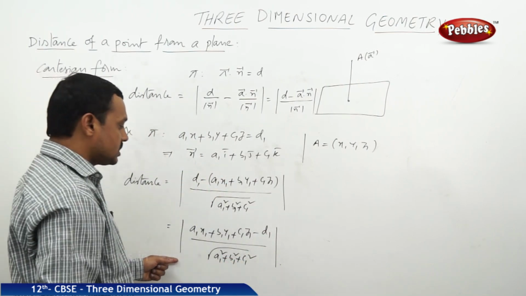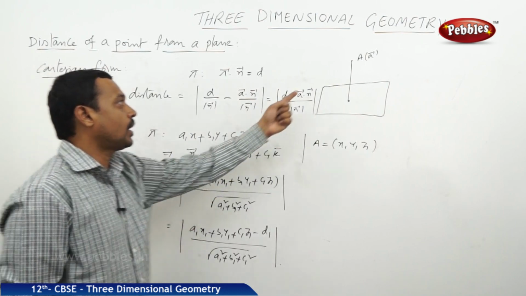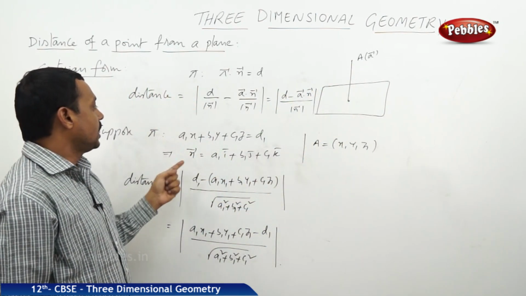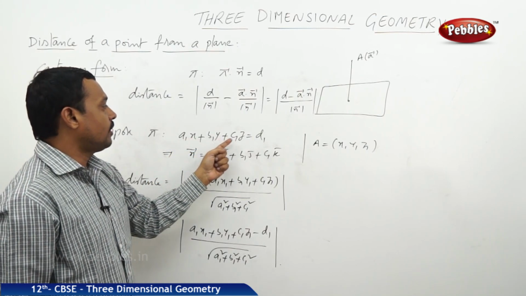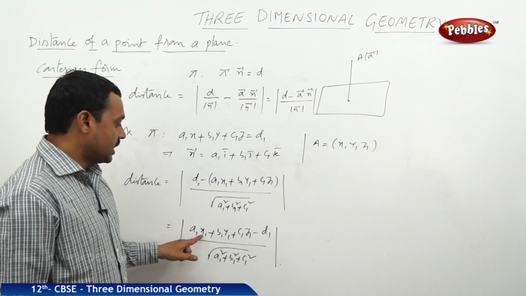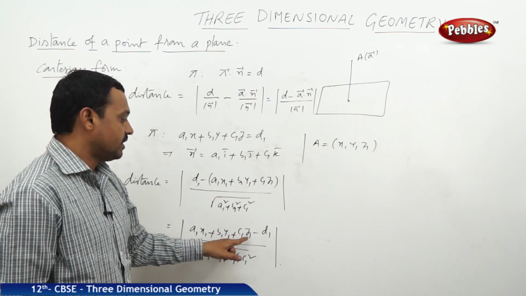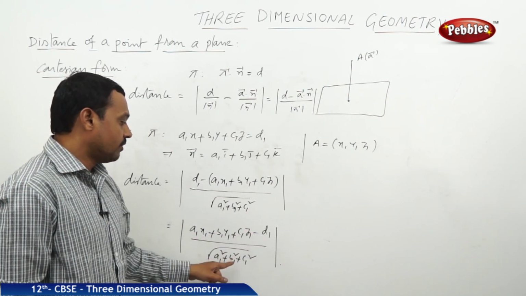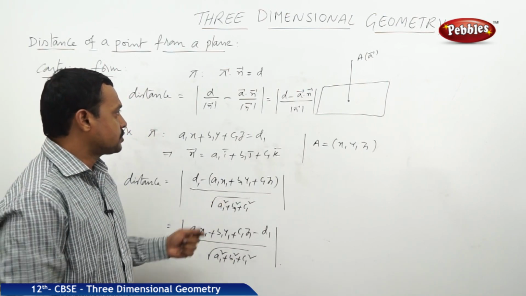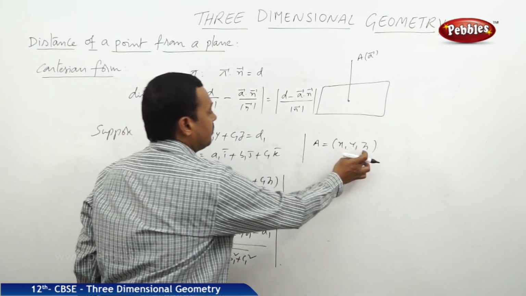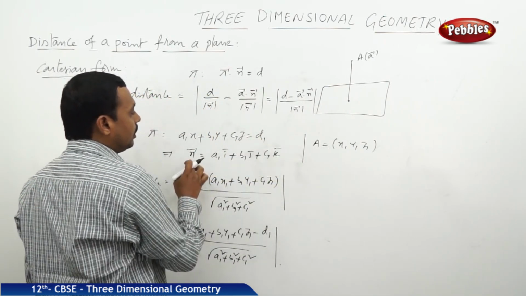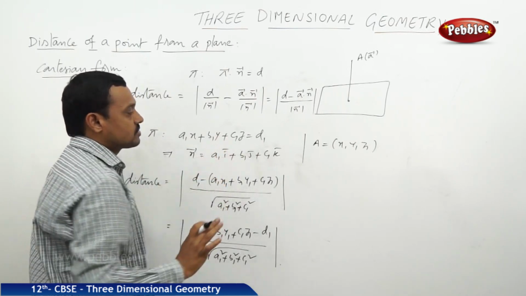Now this is the distance of the point A x1, y1, z1 to the plane a1x plus b1y plus c1z is equal to d1: a1x1 plus b1y1 plus c1z1 minus d1 by root a1 square plus b1 square plus c1 square. That means you just substitute the point x1, y1, z1 in this equation and divide by root a1 square plus b1 square plus c1 square.